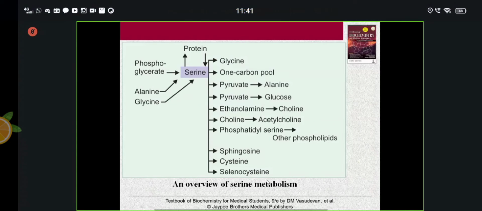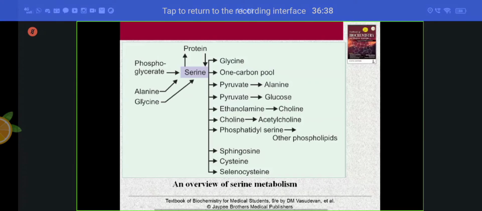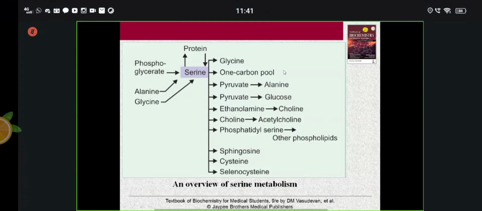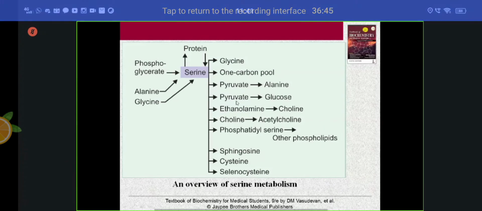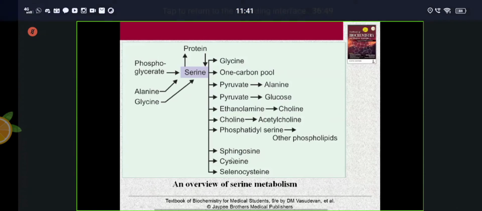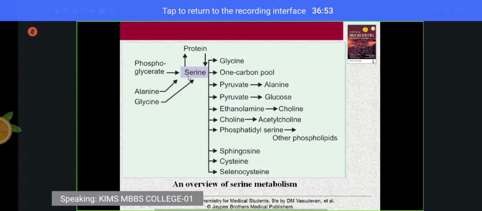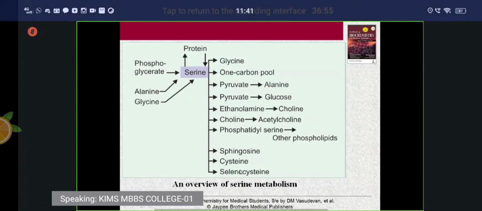So this is serine metabolism. Serine is synthesized from glycine, alanine, and phosphoglycerate. What are the products? Glycine and one-carbon units. We have seen pyruvate, ethanolamine, choline, phosphatidylserine. Other molecules are sphingosine and selenocysteine. The amino acid serine is involved in the synthesis of selenocysteine.